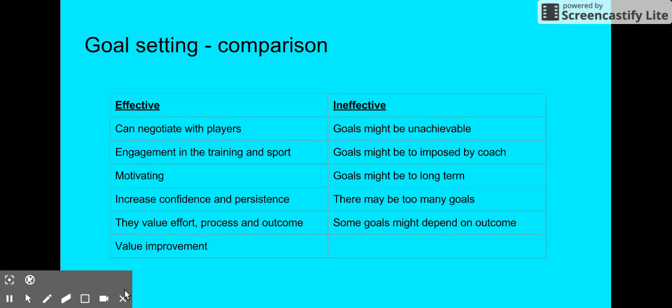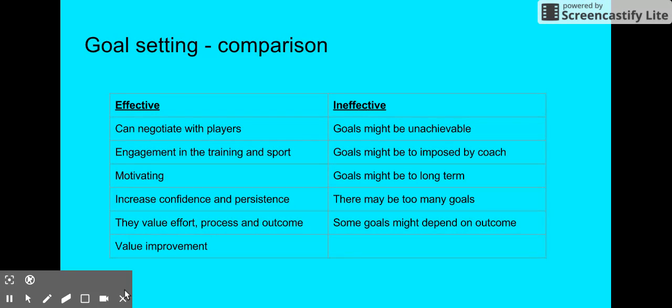So, comparison for goal setting: when it's effective and ineffective. It's effective when goals can be negotiated with players, when they increase engagement in the training of the sport, when they're motivating. If the player is more motivated to work towards the goal, then the goal is going to be met, or at least attempted. When it increases confidence and persistence of the performer, they're going to keep trying to smash out these goals, get to the higher level, win the league, win the next match.